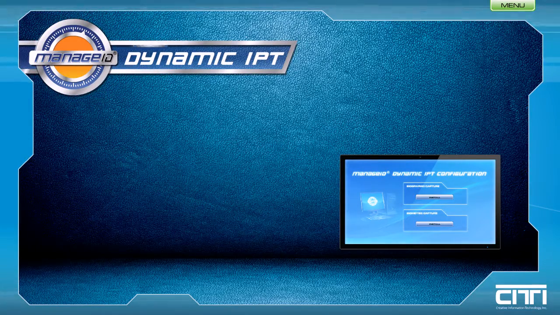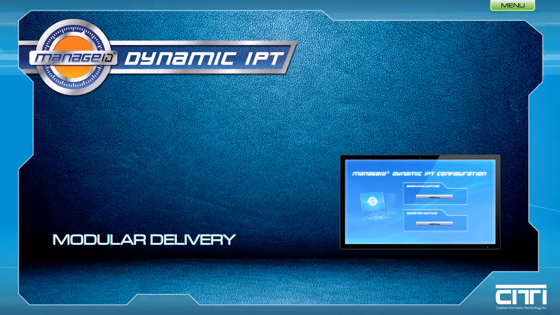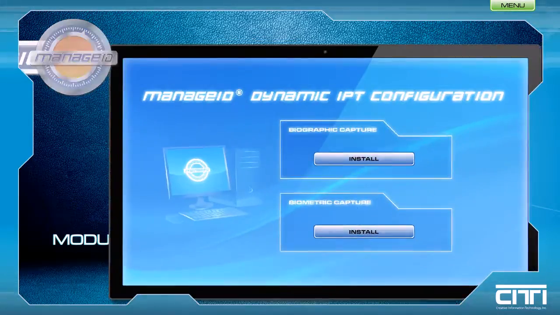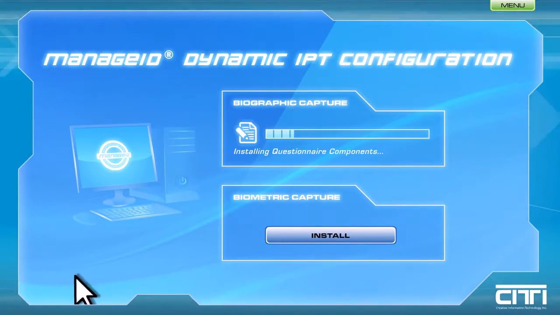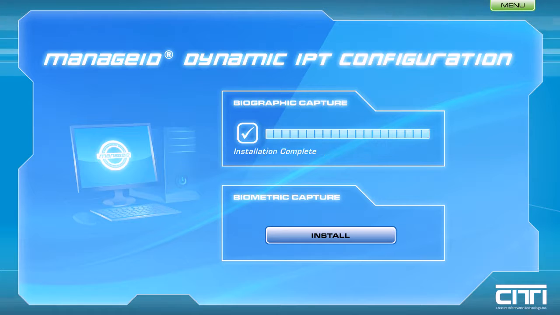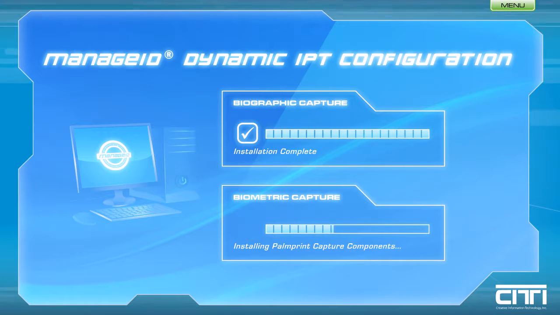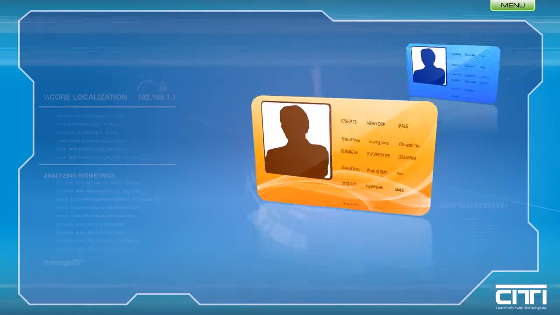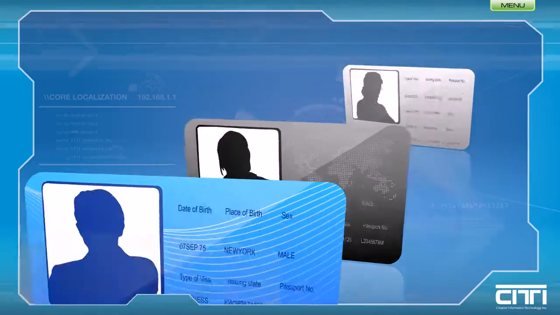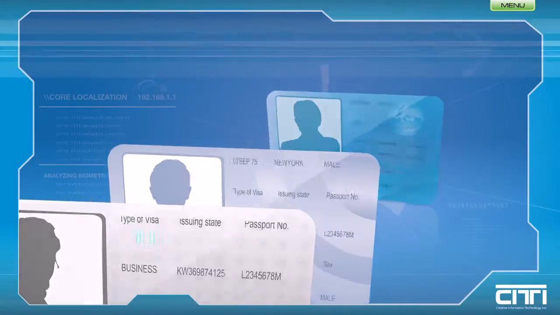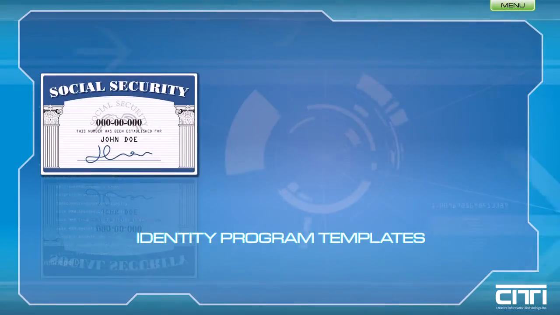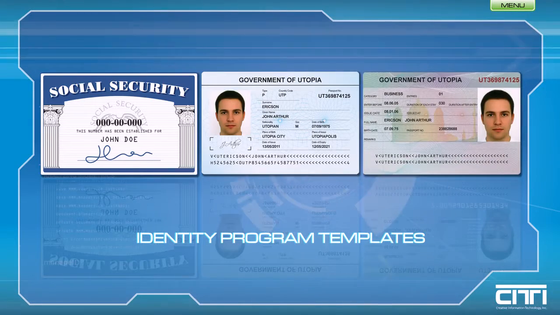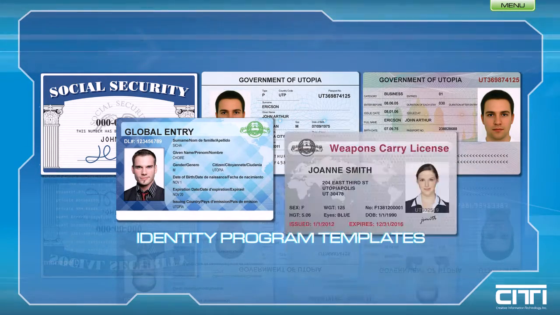ManageID Dynamically T also allows for modular delivery of functionality. For example, product configurators can choose to install the biographic capture components of the application first, and select the biometric capture components of this application later. ManageID Dynamically T comes pre-packaged with a variety of identity program templates, such as national ID, passports, visas, global entry and gun permits.